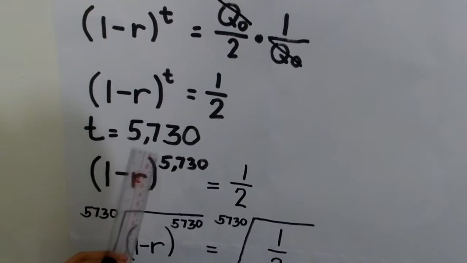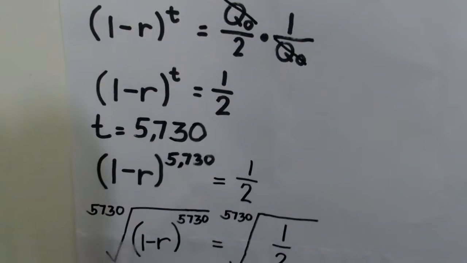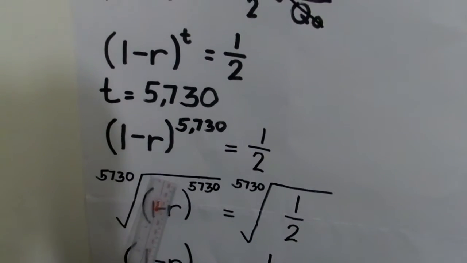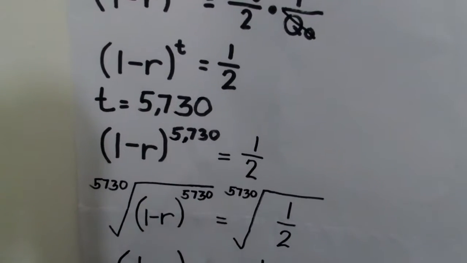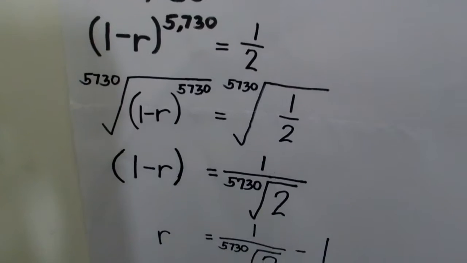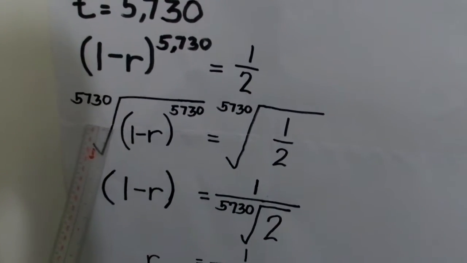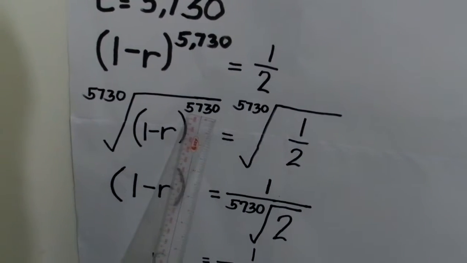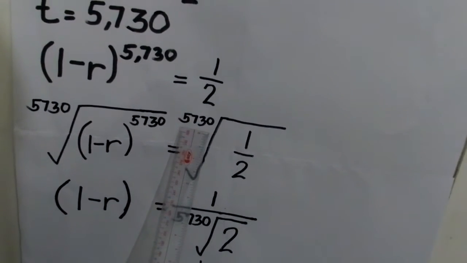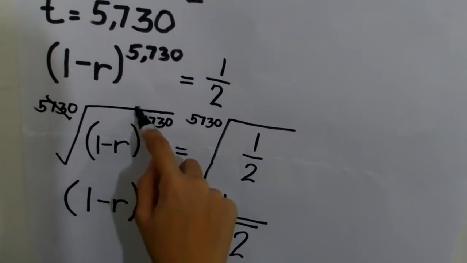So T is 5,730, which is the half-life of the carbon-14. So 1 minus R raised to the power of 5,730 is equal to 1/2. To eliminate the power of 5,730, we take the 5,730th root of quantity 1 minus R raised to the power of 5,730 is equal to the 5,730th root of 1/2. So, cancel 5,730.